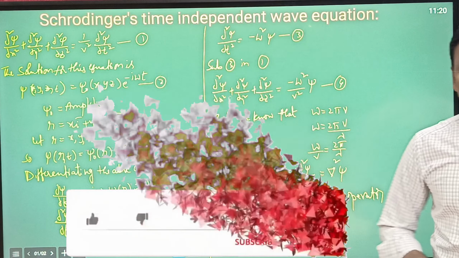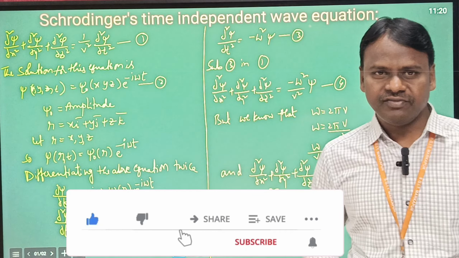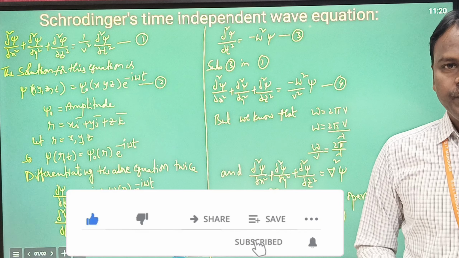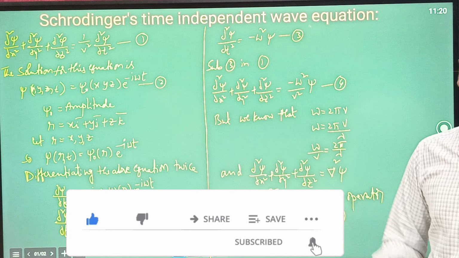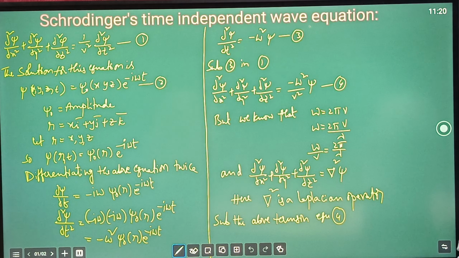Good morning students. JNTU Kakinada R23 regulation Engineering Physics, Unit 4, Quantum Mechanics. The second topic, I am introducing to you: Schrodinger's time independent wave equation.